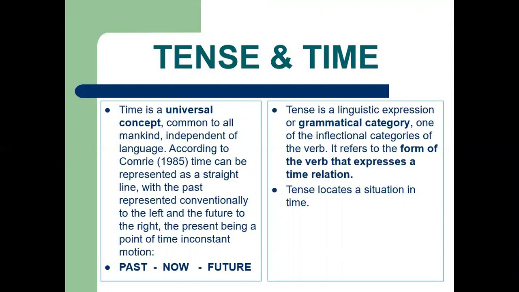Whereas tense is a linguistic expression of a grammatical category, one of the inflectional categories of the verb, right? So this is a label we are going to use, right? Time is the philosophical concept. Tense refers to the form of the verb that expresses a time relation. Tense locates a situation in time, right? So time has to do with the universal concept, as we said. It's related to philosophy, but in grammar, we're going to discuss just tense, right?